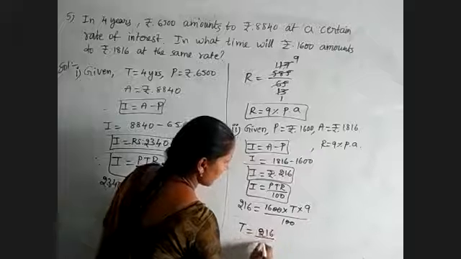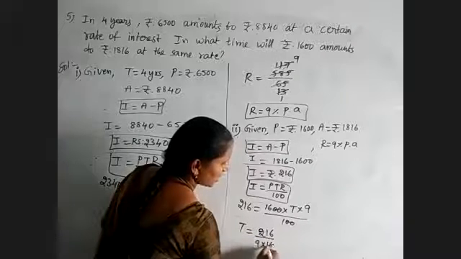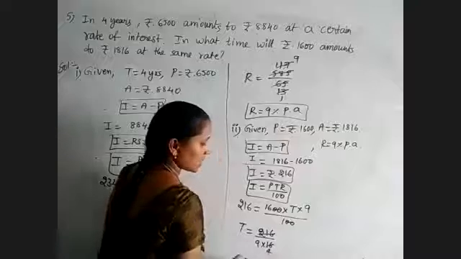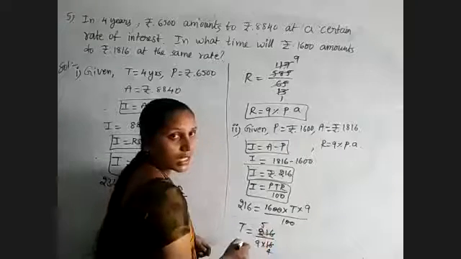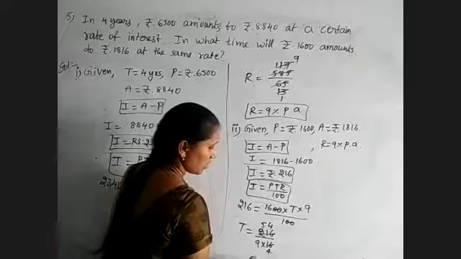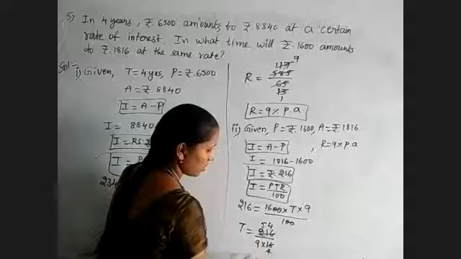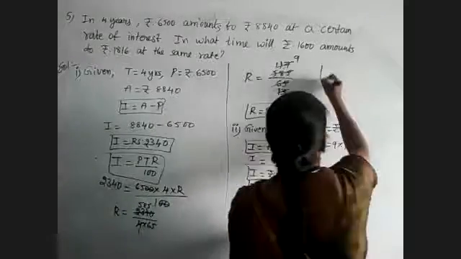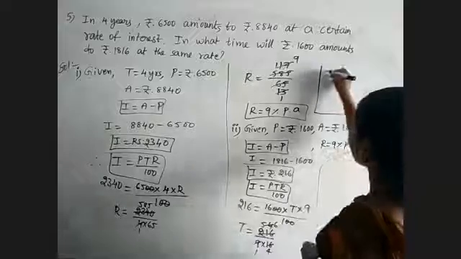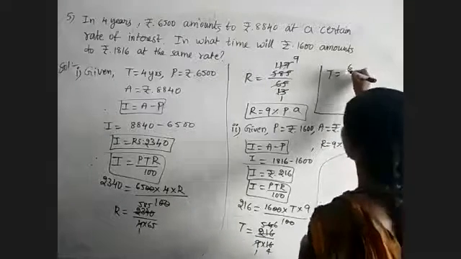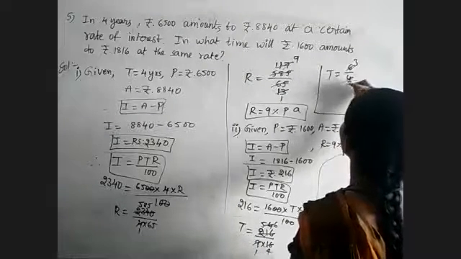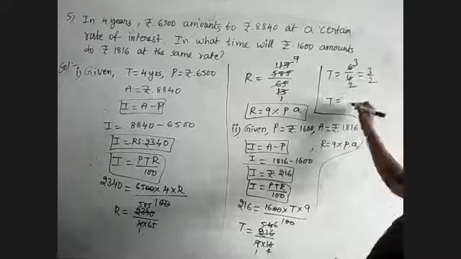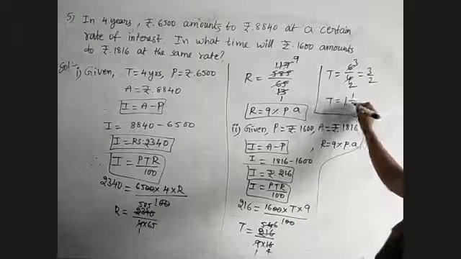216 divided by 9 into 16. 16 ones are 16, 4 fours are 16, 4 fives are 20, 4 fours are 16. And then 9 ones are 9, 9 sixes are 54. So we got T equal to 6 by 4. 2 threes are 6, 2 twos are 4. T equal to 3 by 2 years. That is nothing but 1.5 years. Converting to mixed fraction.